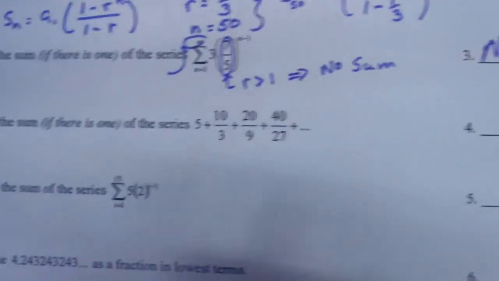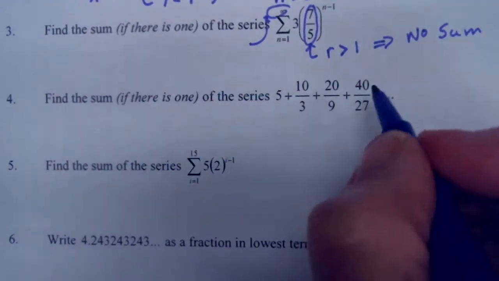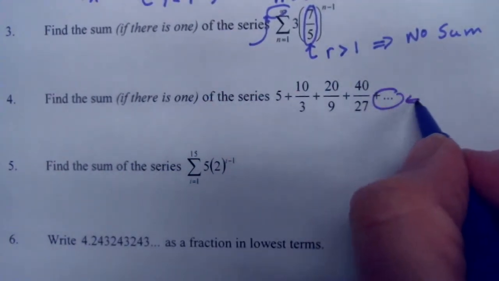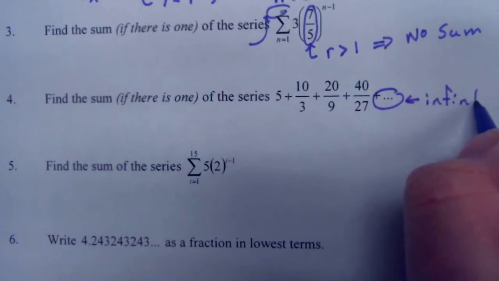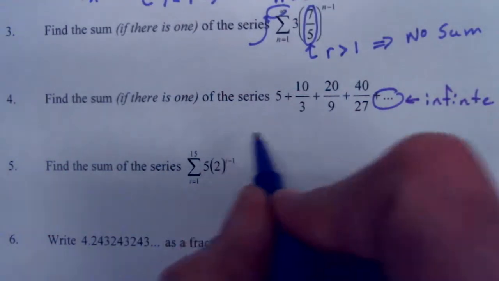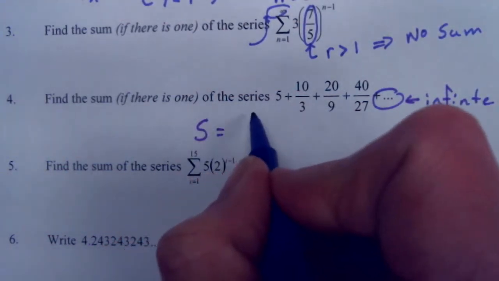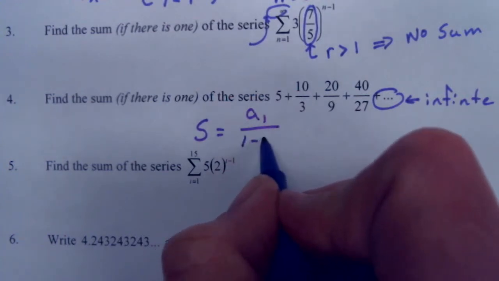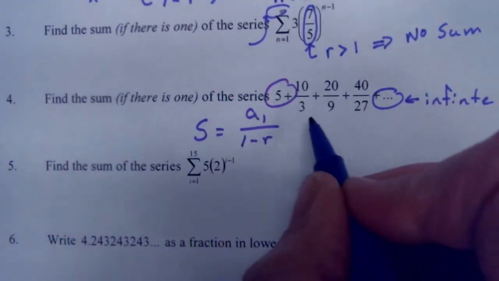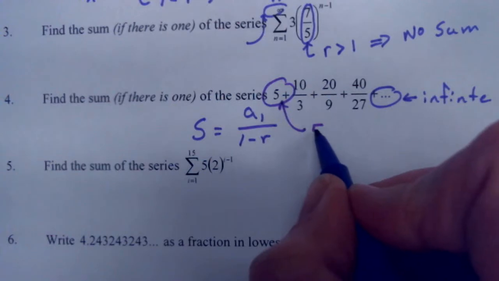Okay, number 4. It's another infinite series. You can tell by the dots right there. It's infinite. It means it goes on forever. So we can use that nice formula. The sum is equal to the first term divided by 1 minus r. Well, the first term is the first term listed right there, 5.